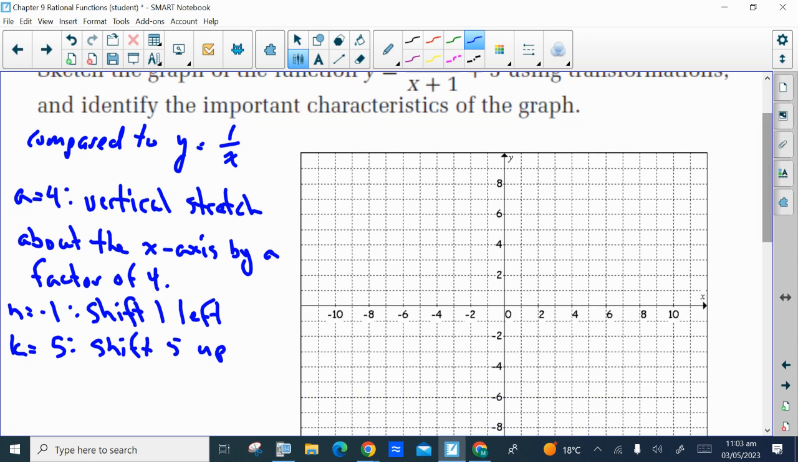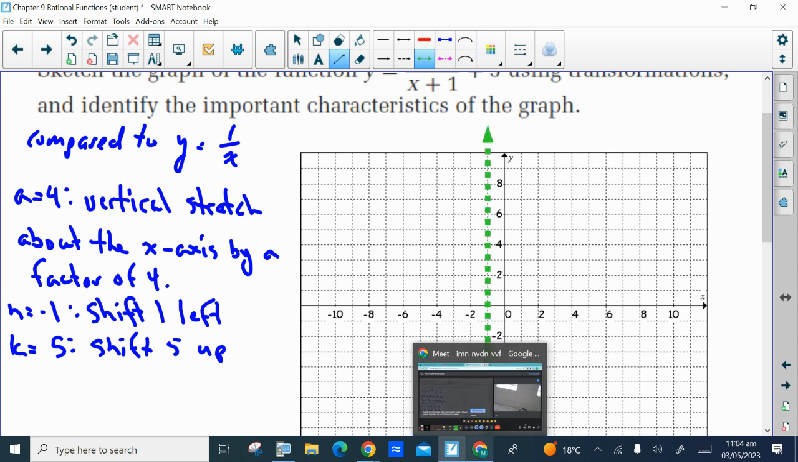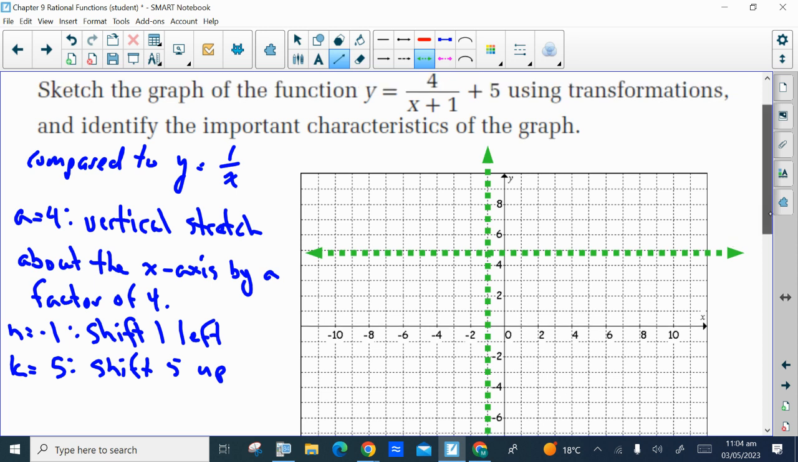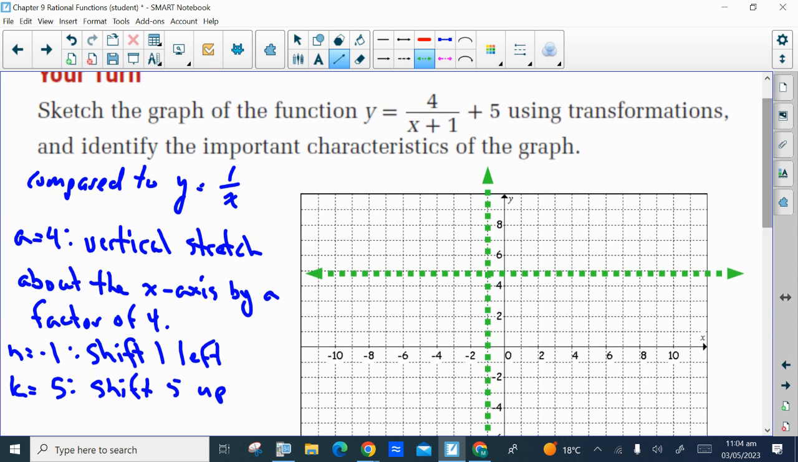Because it's shifting 1 to the left, our vertical asymptote will go 1 to the left. It'll be at x equals -1. And it goes up 5, so that's where our horizontal asymptote will be at y equals +5. Once again, we could find a couple key points, one of them being the y-intercept. Our y-intercept is where x is 0.